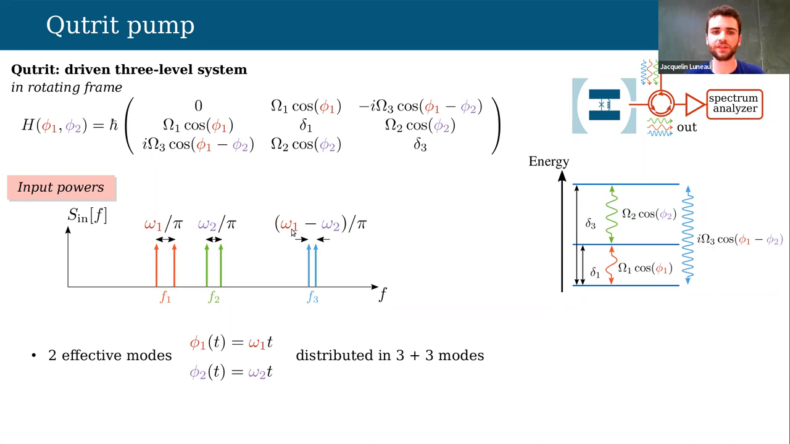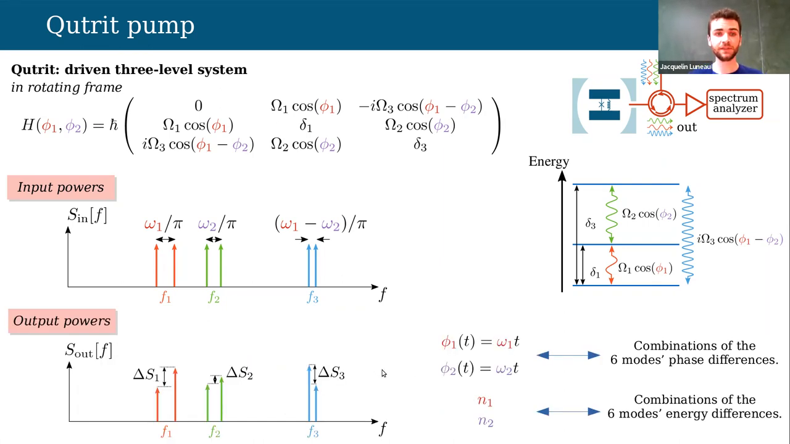And by fixing a relation between these detunings, what we get in the end is a quantum system coupled to two effective modes, phi 1 and phi 2, which physically are distributed in a 3+3 modes in the transmission line. So the question is, what are the conjugated variables N1 and N2 conjugated to the phases? Because this is the variable we want to measure.